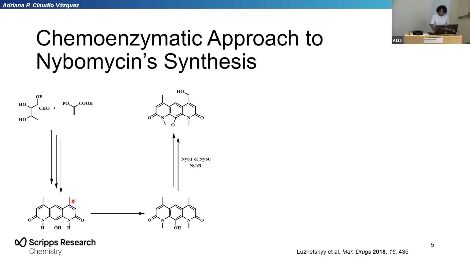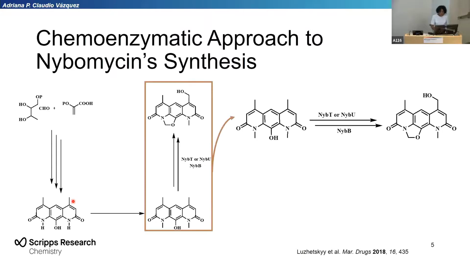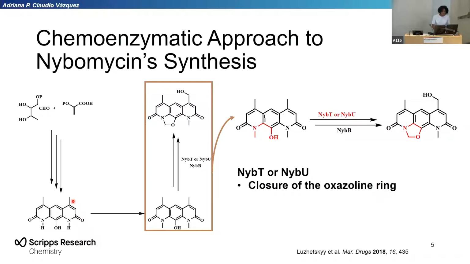In 2018, a gene cluster that encodes vancomycin synthesis was identified by Luzhetskyy and collaborators. What interests us in this biosynthetic pathway is that they identified vancomycin's precursor and the possible enzymes responsible for the oxidative modification of the precursor to obtain vancomycin. They hypothesized that OxyB or OxyU are responsible for the closure of the oxacillin ring, and that OxyB is responsible for the hydroxylation of the carbon at the 8' position. Because of this, we are very interested in studying whether these enzymes are really involved in the oxidative modification of the precursor to obtain vancomycin.